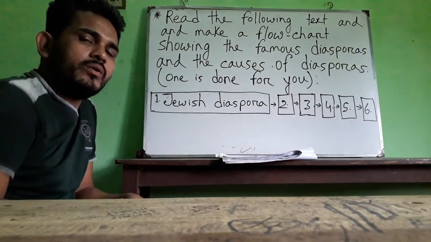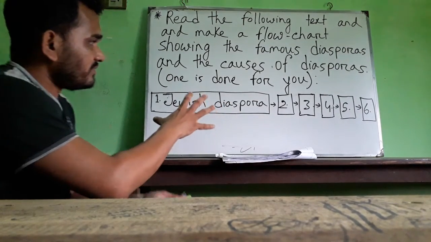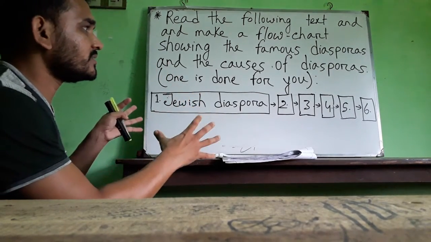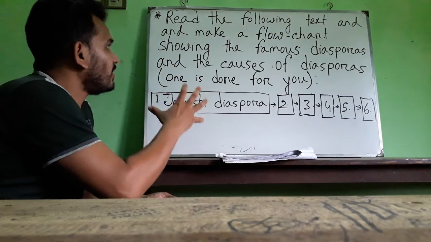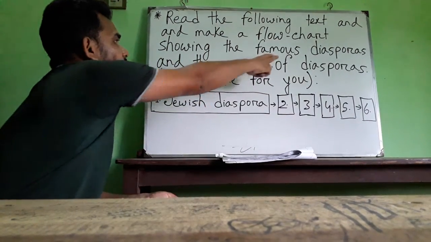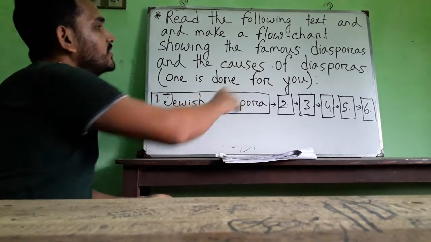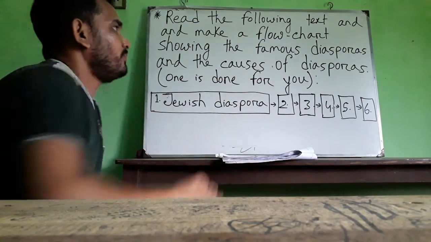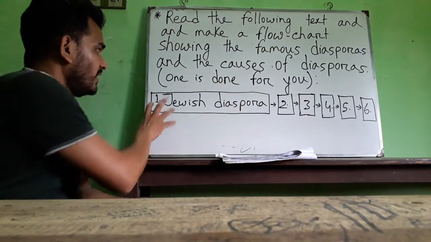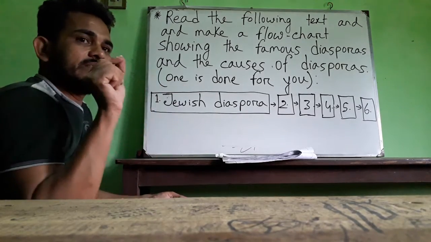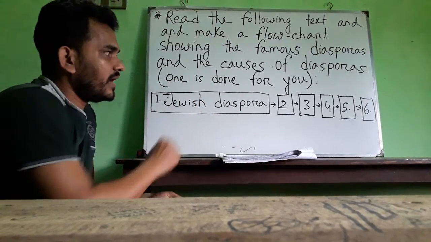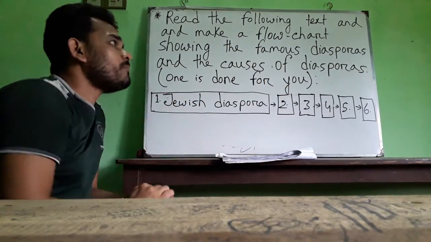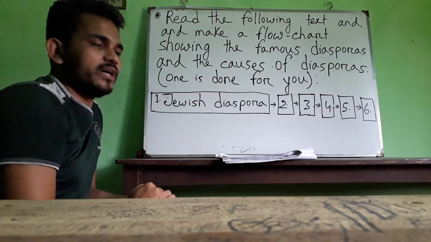One thing you will remember, my dear students, here among the 6 boxes, 3 boxes will be for famous diasporas, and the other 3 boxes will be for the causes of diasporas. That means in the first three boxes you will show famous diasporas, and in the next three boxes you will show the reasons of diasporas, the causes of diasporas.